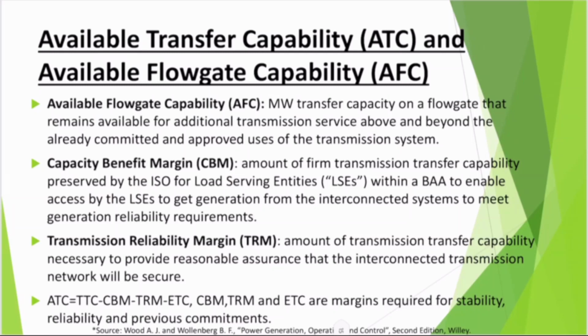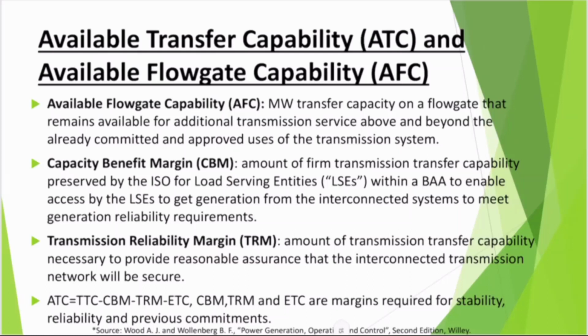It is the megawatt transfer capability on a flow gate that remains available for additional transmission services above and beyond the already committed and approved uses of the transmission system. That means you agreed upon to carry X megawatt for safe transmission, but still you have scope of increasing that by a percentage, and that is my available flow gate capability in addition to the existing transmission contracts.